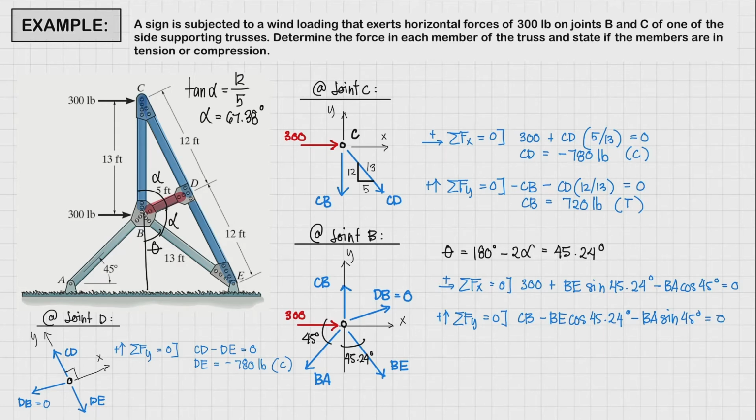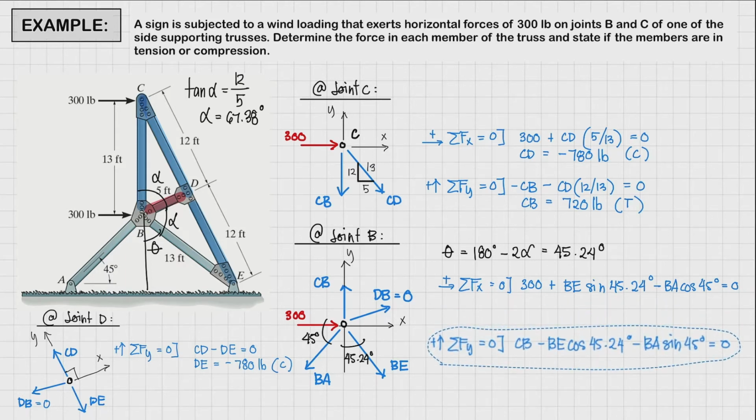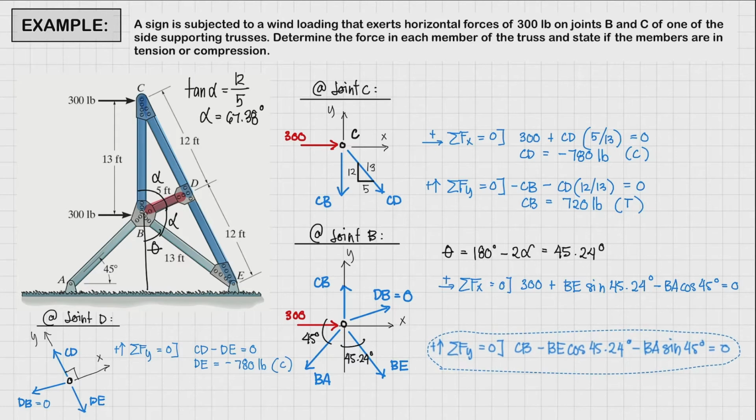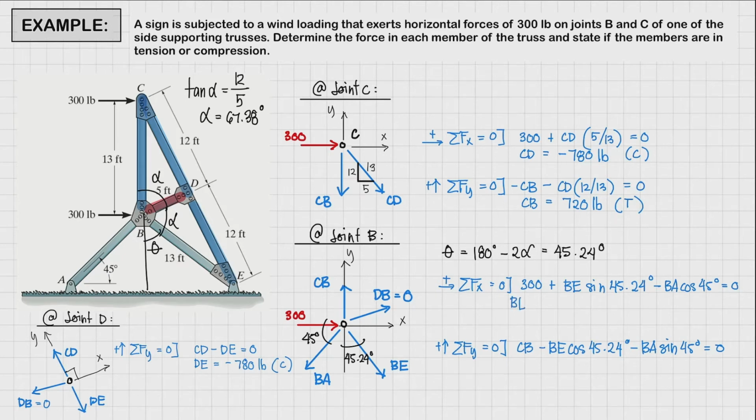Now what I'm going to do is, let's rewrite this, or let's separate the constant. So let's write this as BE sine 45.24 degrees minus BA cosine 45 degrees. And the whole thing must be equal to negative 300. So this is going to be our equation 1.